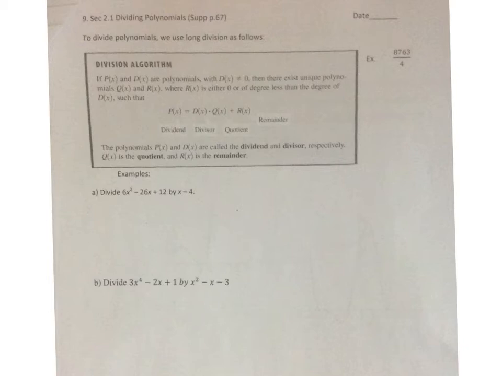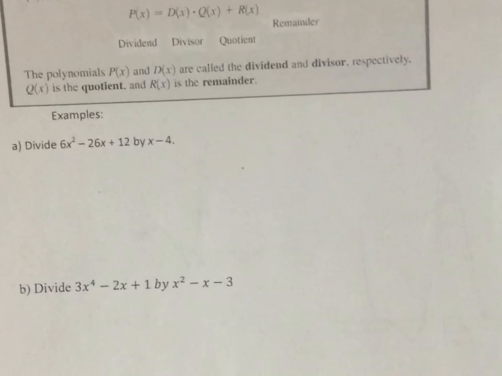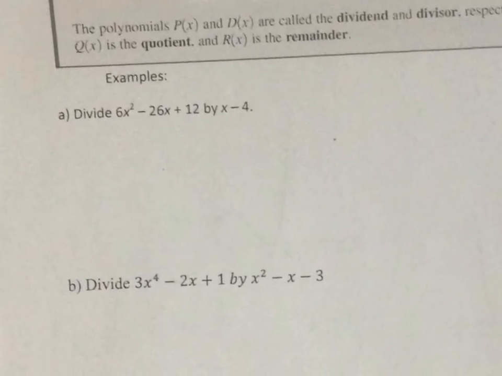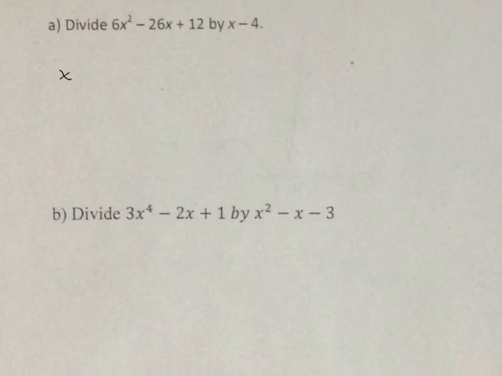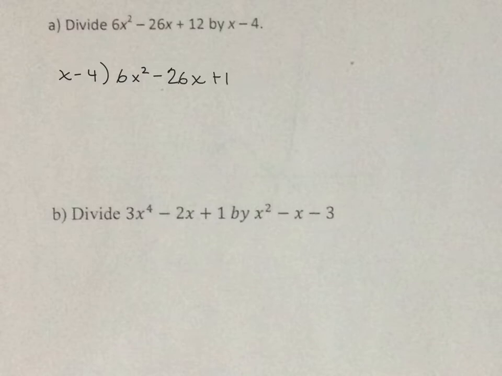Okay, so the first step is you have to make sure that everything is in descending order, just like normal. And we're supposed to, for a, divide 6x squared minus 26x plus 12 by x minus 4. And so the way you do that, x minus 4 is the divisor. And so you'll write that right here. And 6x squared minus 26x plus 12 is the dividend.